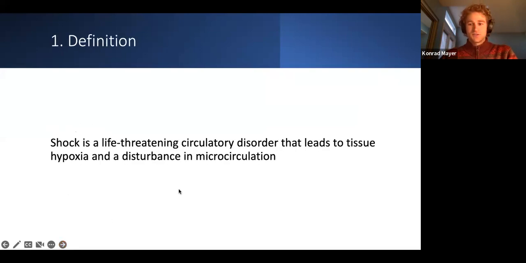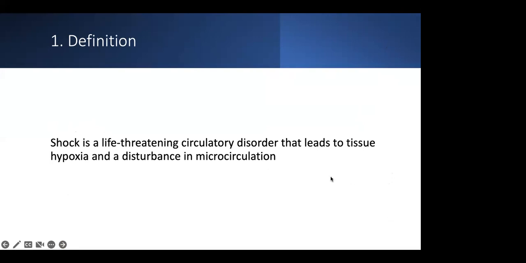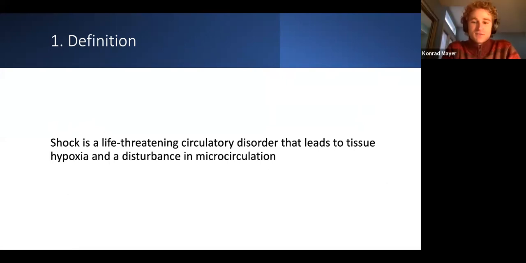Okay, so the definition. Can you see this, or is my picture over the, maybe if I go like this? Okay. Everything is clear. Okay, so shock is a life-threatening circulatory disorder that leads to tissue hypoxia and disturbance in microcirculation. So the key words here are hypoxia and microcirculation disturbance.